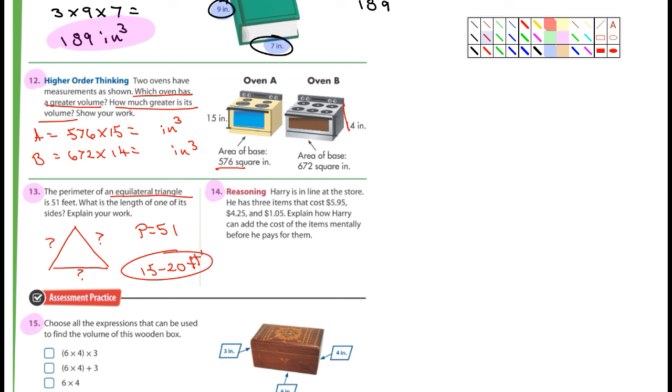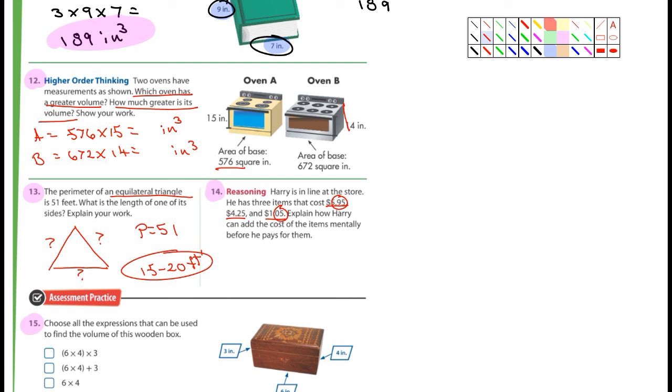Harry is in line at the store. He has 3 items that cost $5.95. I'm assuming, oh, okay. That's the cost of 1, that's the cost of 2, that's the cost of 3. Explain how Harry can add the cost of the items mentally before he pays. Oh, yeah, that's easy. I think you guys could do it too with the mental math we practice all the time. How about just looking at the 05? What's the 05 and the 95? That's going to equal 1, right?